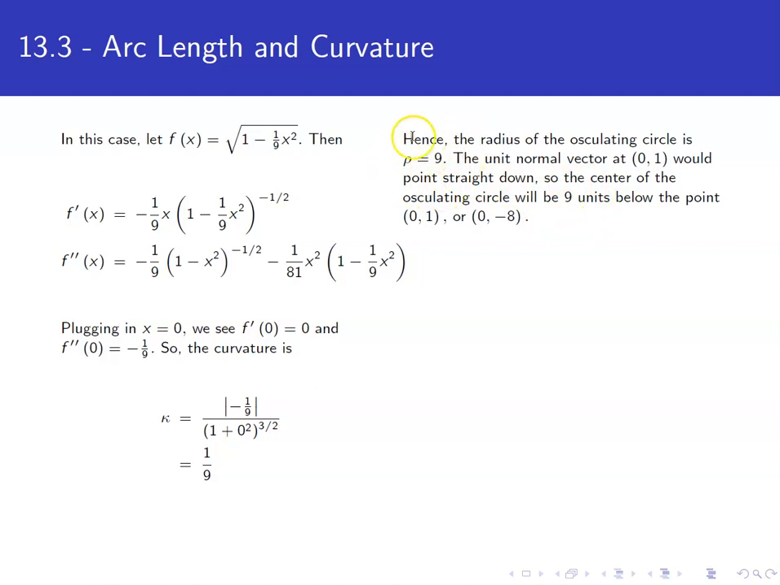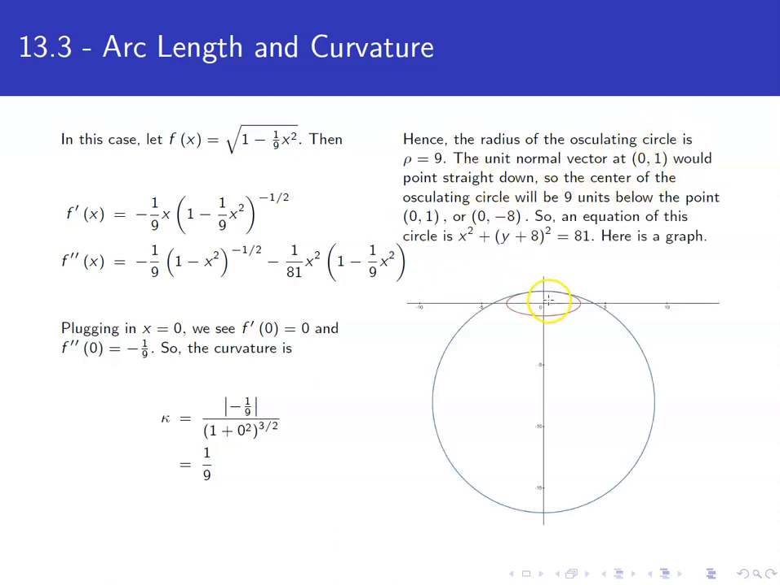This is going to be the radius of your osculating circle. It'll be 9 units below the point (0, 1), or at the point (0, -8). So the center is (0, -8). The radius is 9. So the equation of the circle would be x squared plus (y plus 8) quantity squared equals 81. And here's a graph of that osculating circle with the graph. And as we mentioned, we envisioned that that graph of that circle was going to be big because that function, or I should say that ellipse, was pretty flat at the point (0, 1).